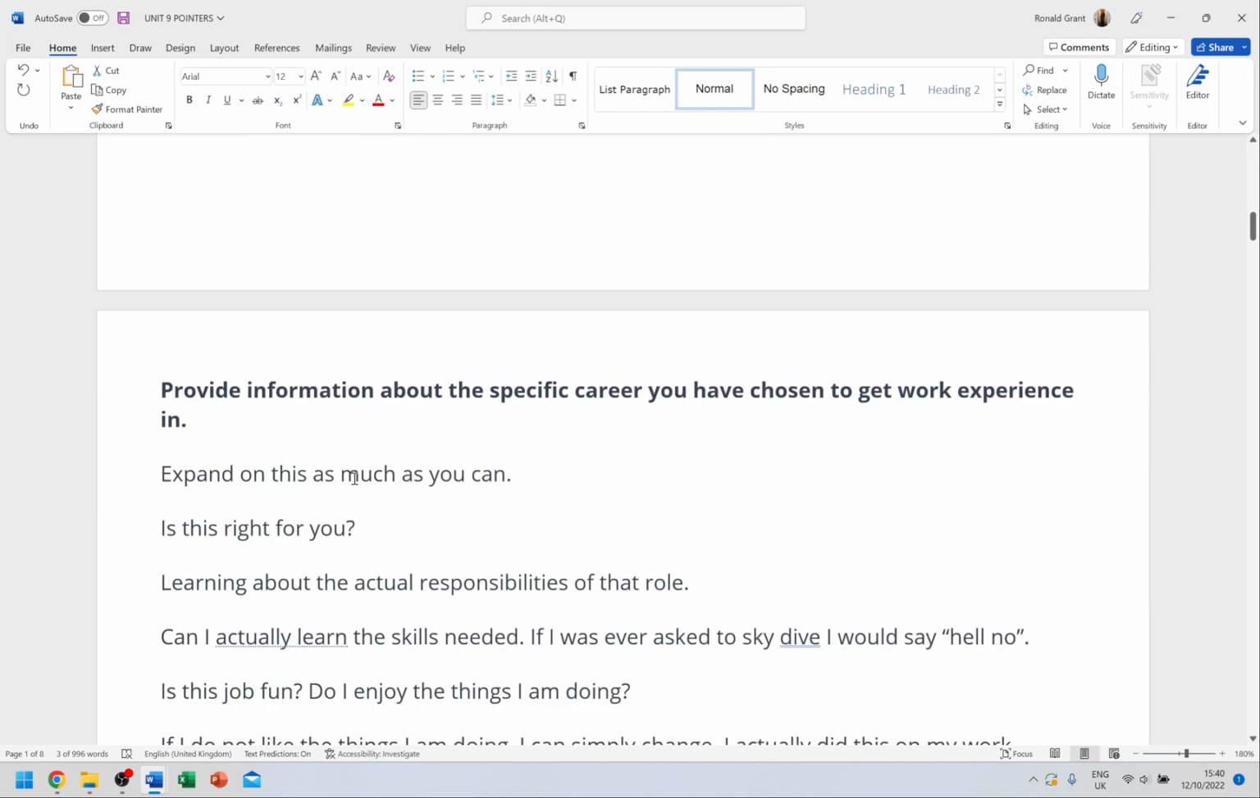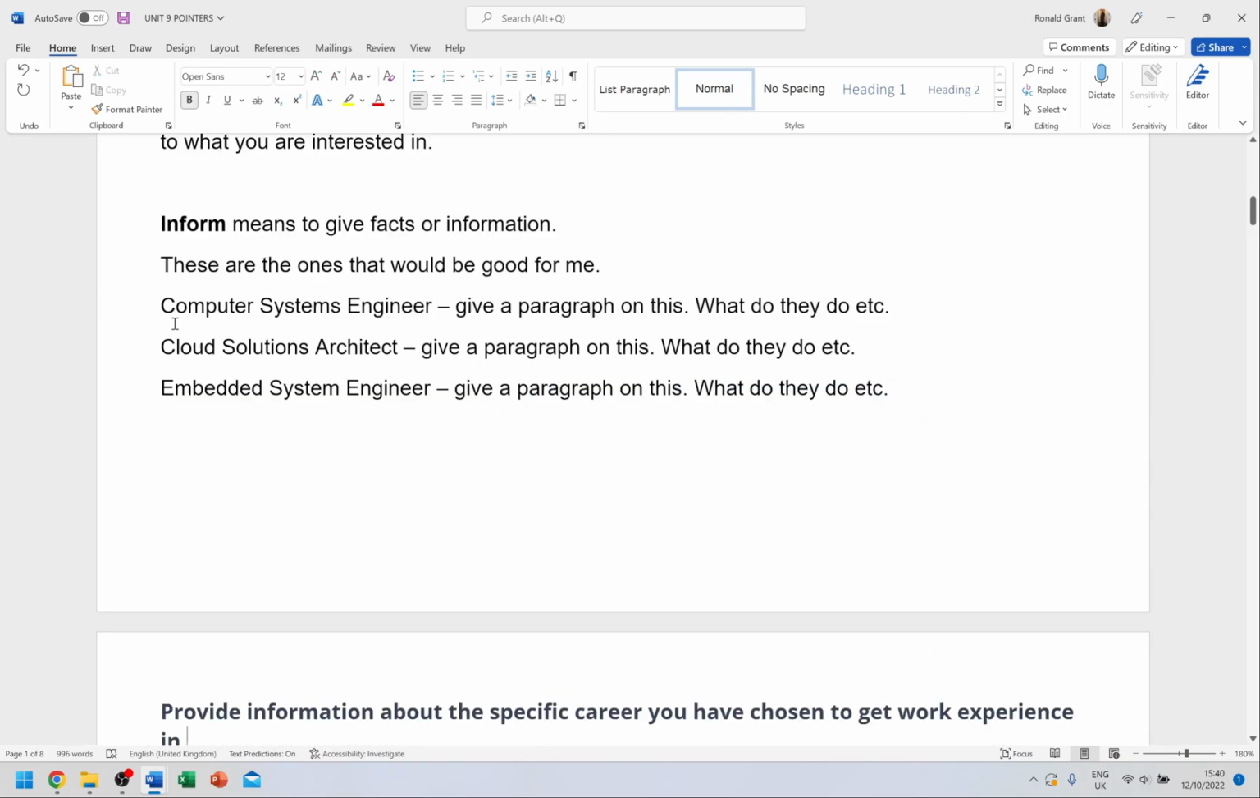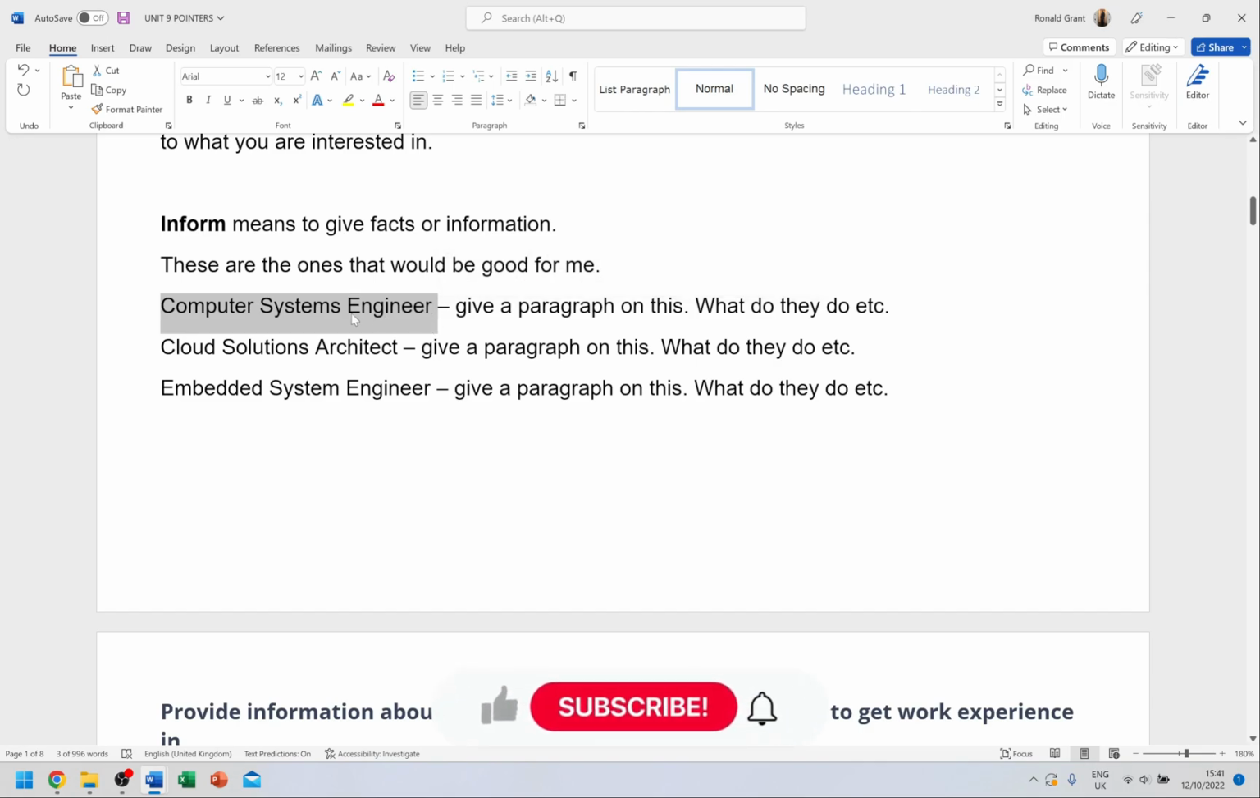So let me scroll down. You provide information about the specific career you have chosen to get work experience in. I want to get work experience as a computer systems engineer. What does that actually mean? What are the skills, the professional skills, and the personal attributes of a typical computer systems engineer?